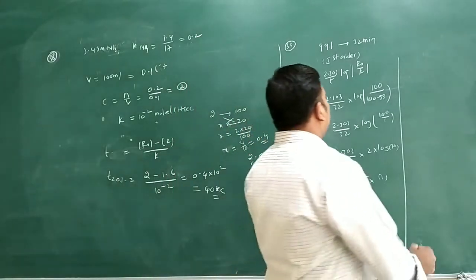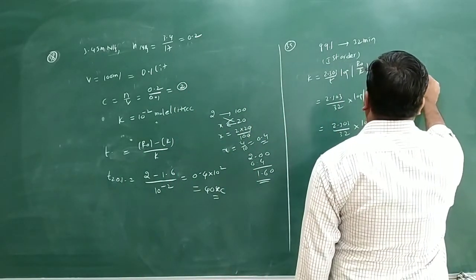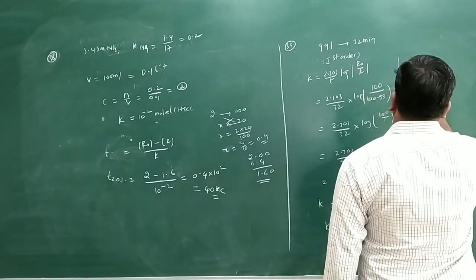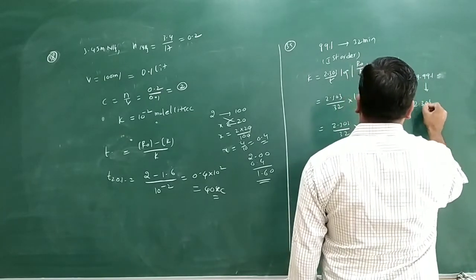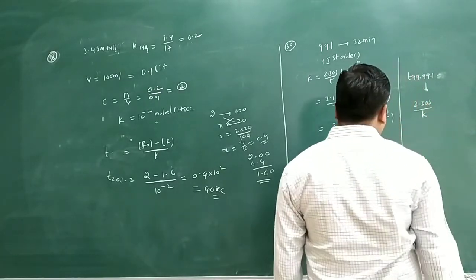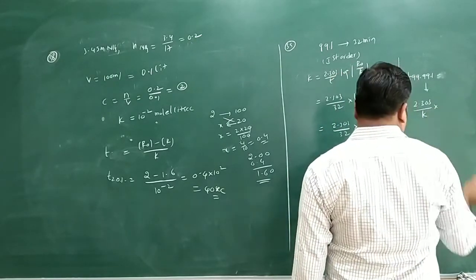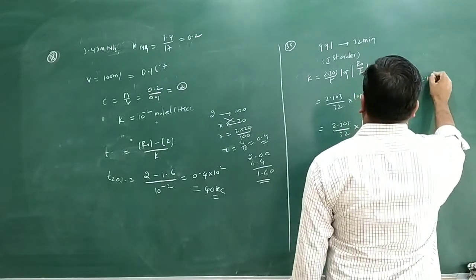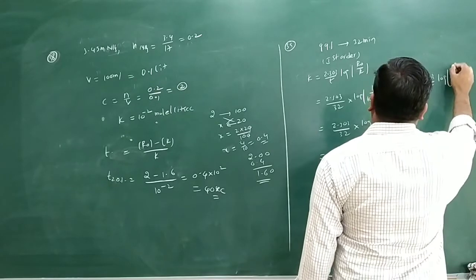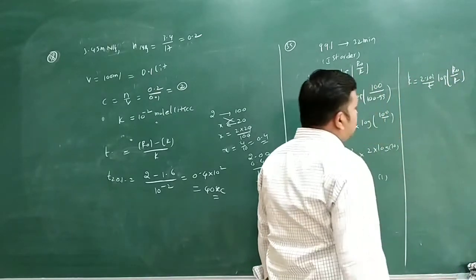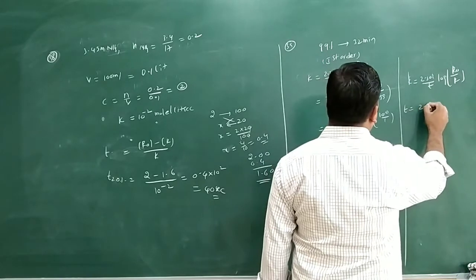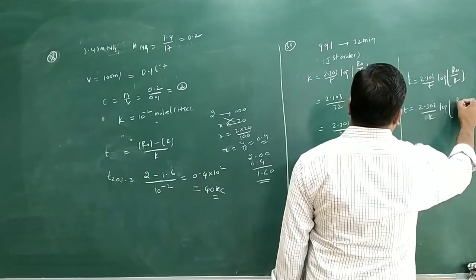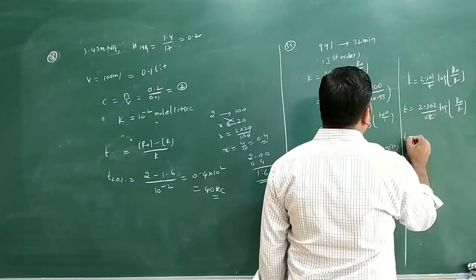T for 99.99% will be completed. So I will write T 99.99%. Again I will write the formula first. What is the formula we can use here? K is equal to 2.303 by T into log R naught by R. We want to find out T. So T is equal to 2.303 by K into log R naught by R.